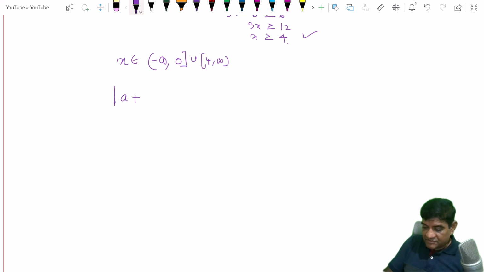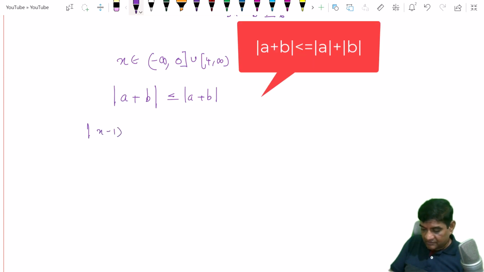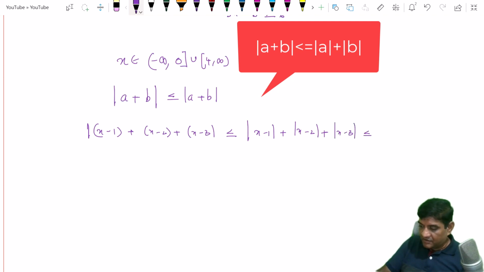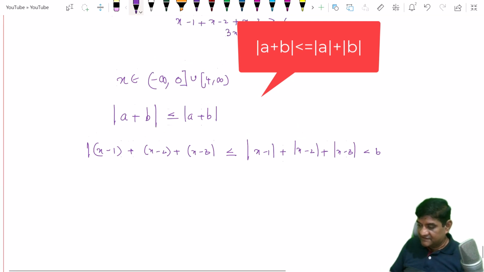We know this, which is mod of a plus b is less than or equal to mod a plus mod b. So I can use this over here. I can simply write mod of x minus 1 plus x minus 2 plus x minus 3 is less than or equal to mod of x minus 1 plus mod of x minus 2 plus mod of x minus 3, which is less than 6.